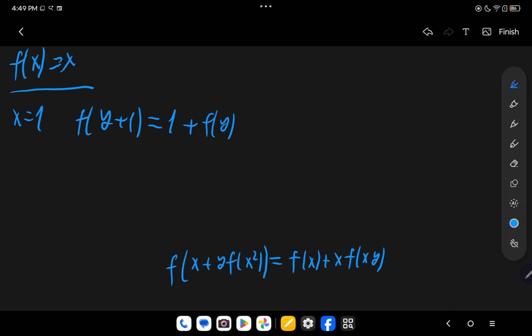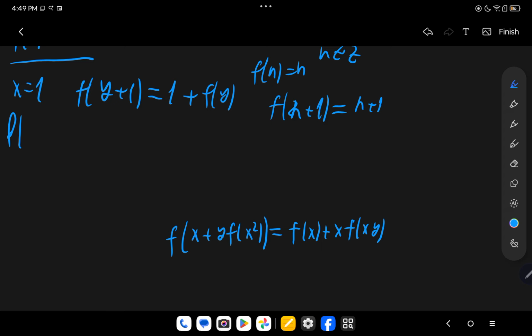And also, using induction, if we know that f(n) is equal to n for some whole number, integer n, we can prove that f(n plus 1) is equal to n plus 1. And so this means that f(n) is equal to n for every integer.